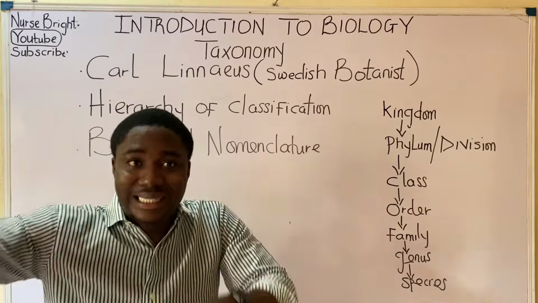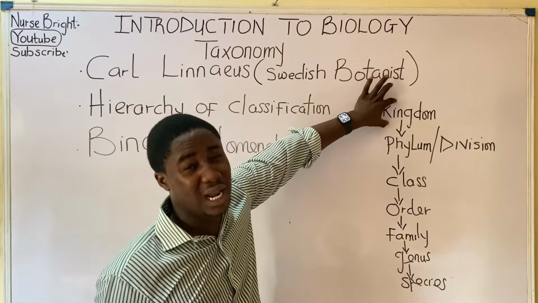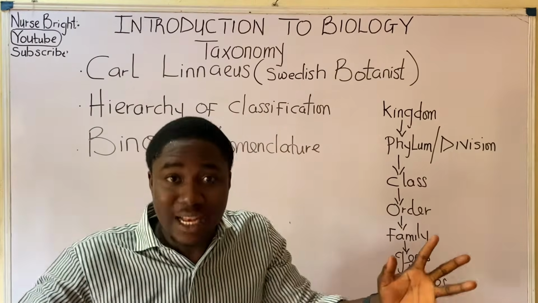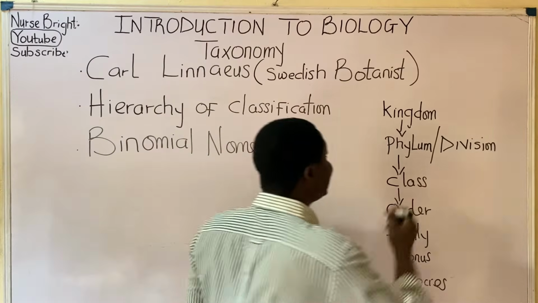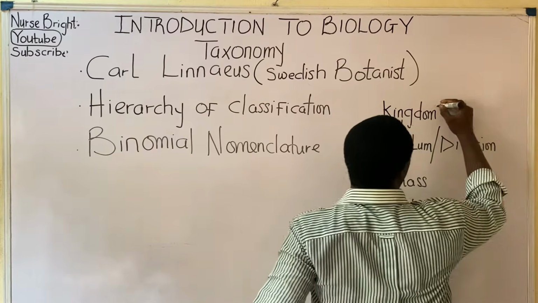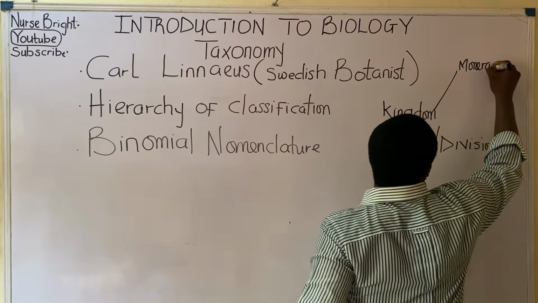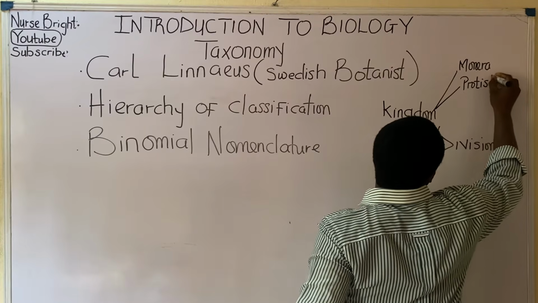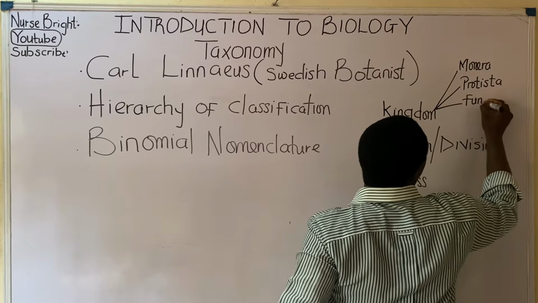But in modern day, moving further on this hierarchy of classification, which begins with kingdom, we have different kingdoms to which living organisms belong. Do you understand? There are about five. The first is kingdom Monera. The other is kingdom Protista. The other is called kingdom Fungi.